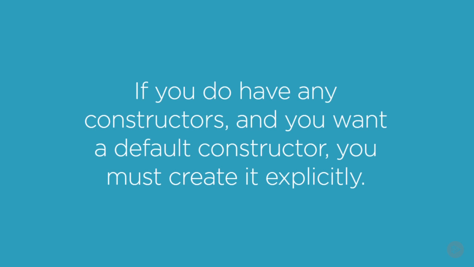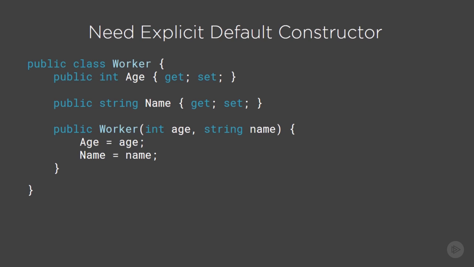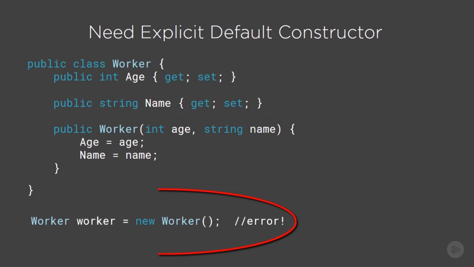If you do create constructors, even one, and you want a default constructor, then you have to explicitly create it. In this class of worker, we've created a constructor that takes two parameters, but we don't have a default constructor. Therefore, writing this will not work because it's attempting to call a default constructor and there isn't one. Remember, you don't get the implicit default constructor if you've created a constructor yourself.